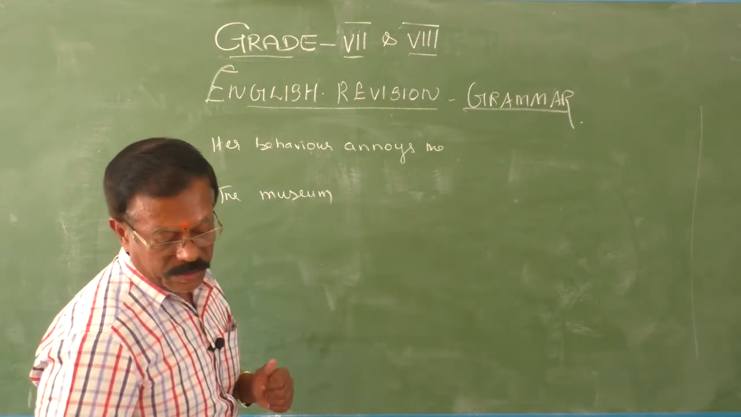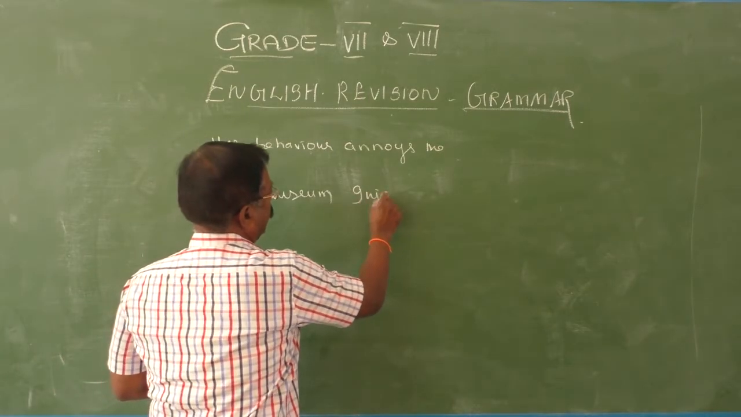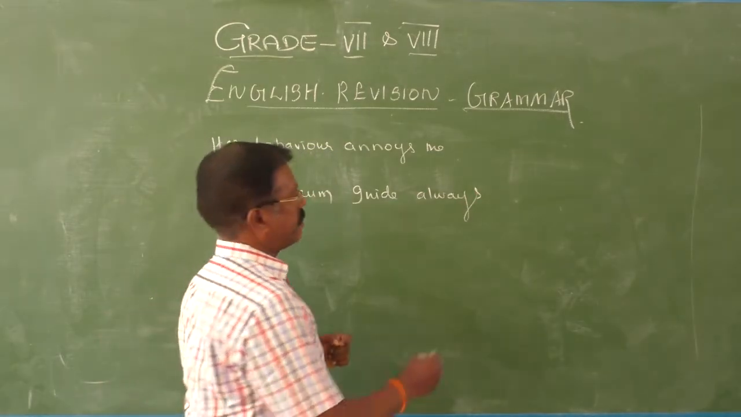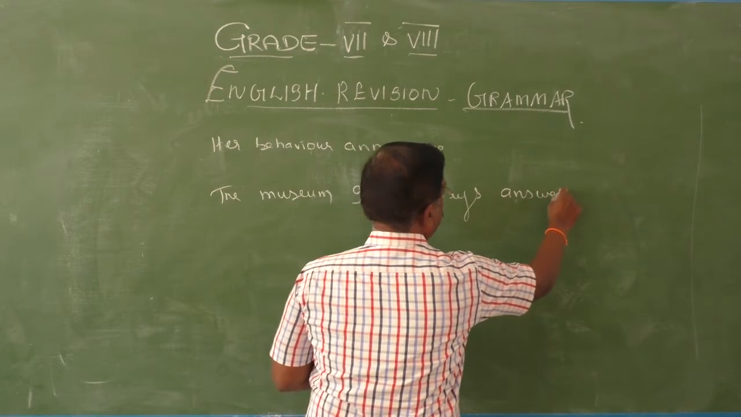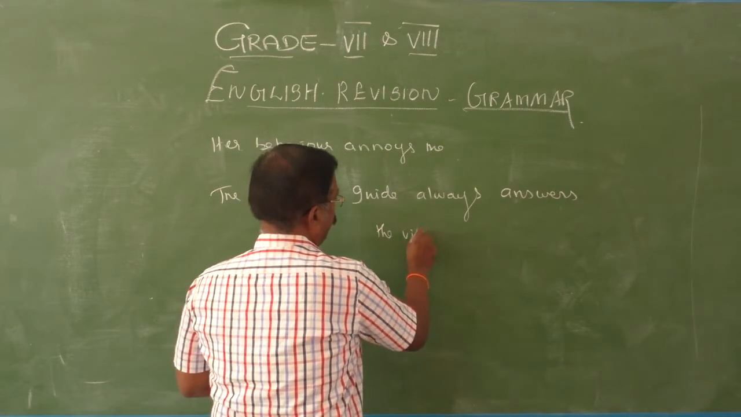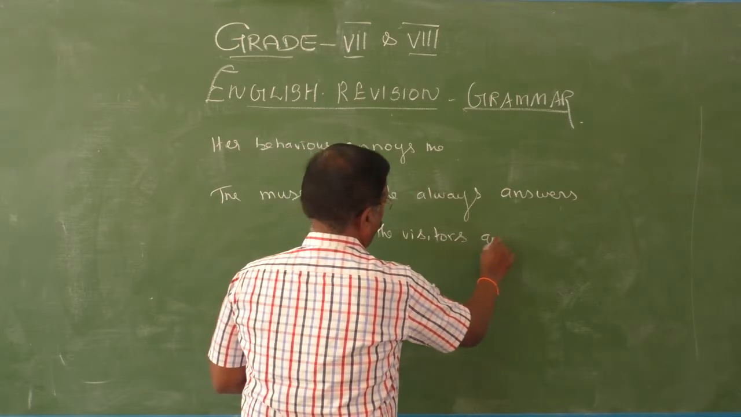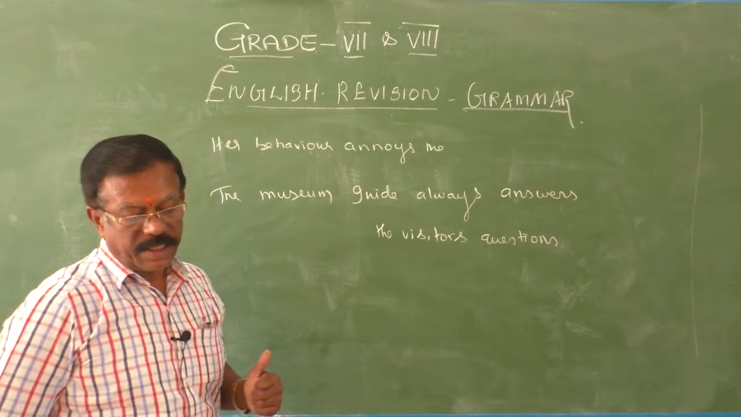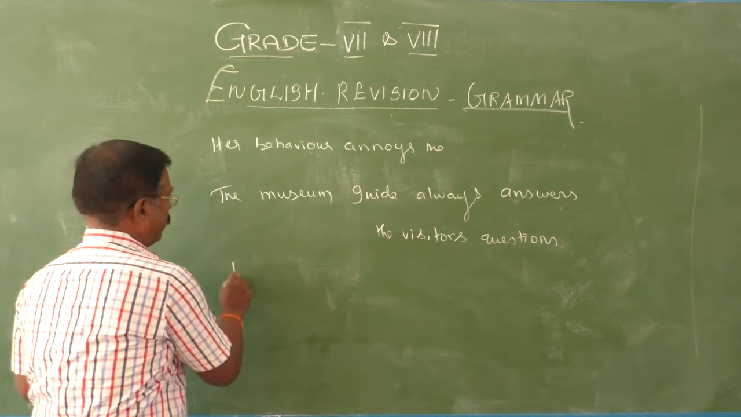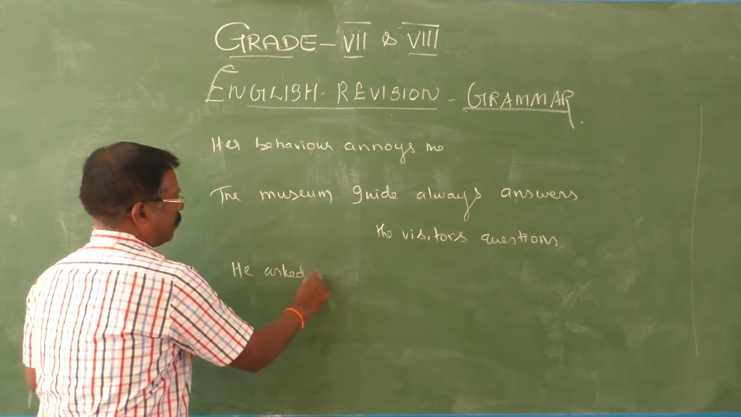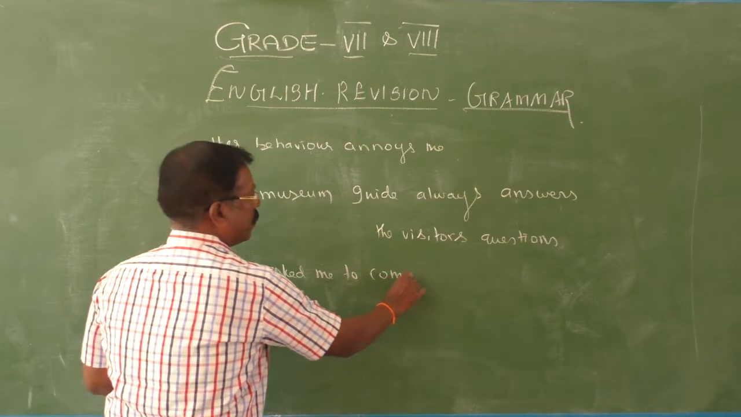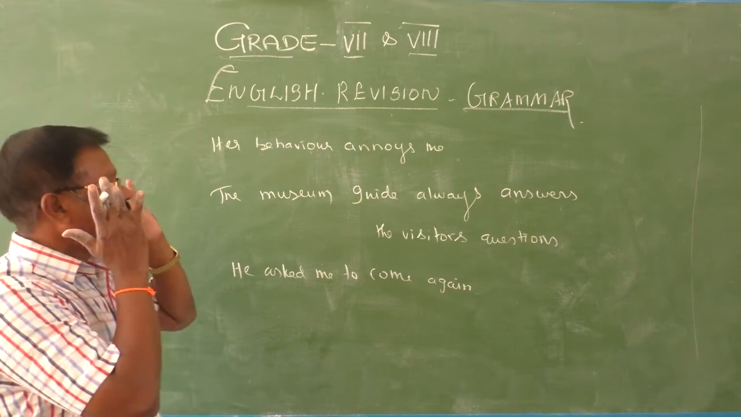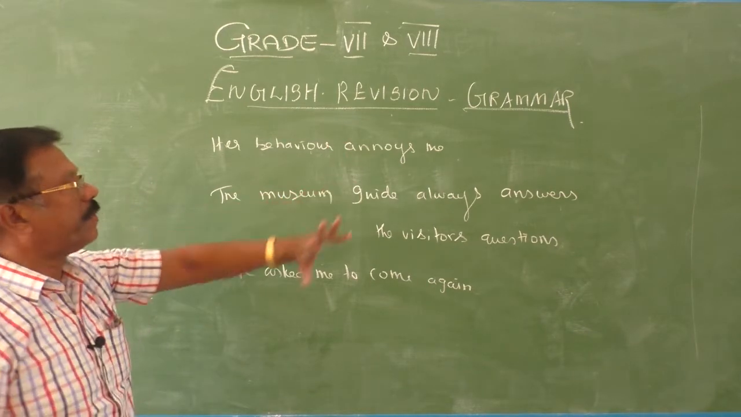The museum guide always answers the visitors' questions. Okay. And then he asked me to come again. Now see, pay attention children, how these sentences are to be transformed into passive form.